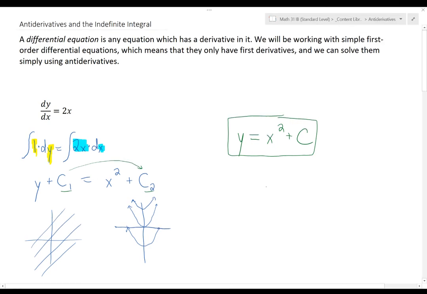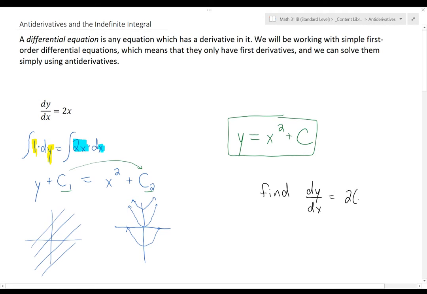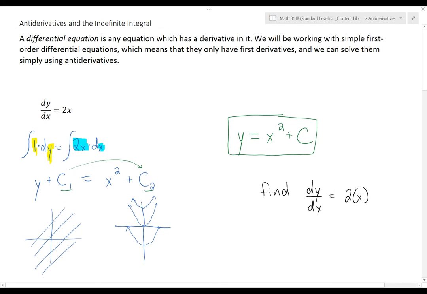If I wanted you to be able to find the value of c, I would have to give you what's called an initial condition.